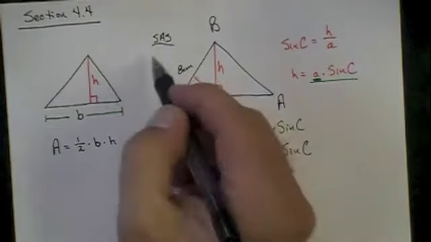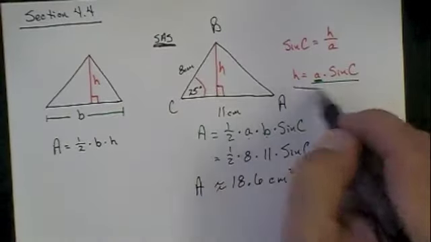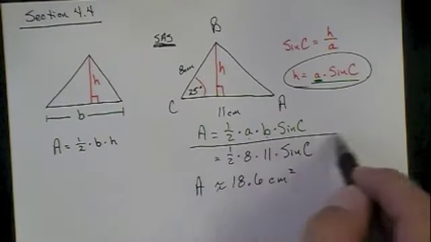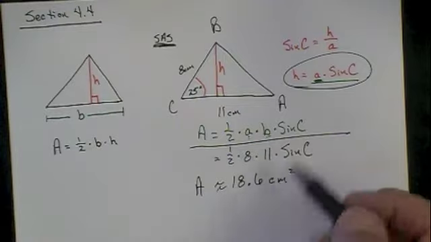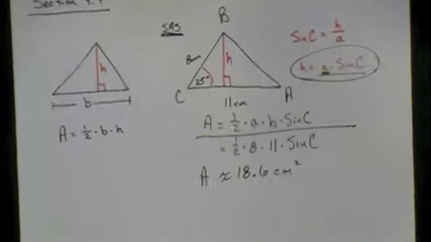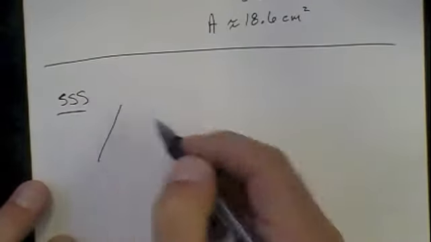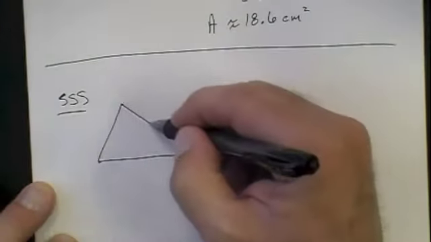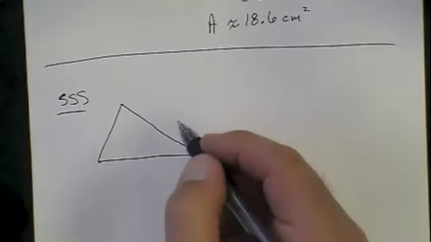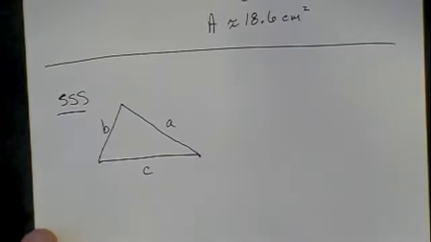So anytime we have a side angle side relationship, we can use this formula. We don't actually have to go through and find the height. We can just use this formula where we have our two given sides and the included angle. The other situation is if we have a side-side-side relationship. Now side-side-side means that we're given all three sides. So we'll say we have side A and side B and side C.